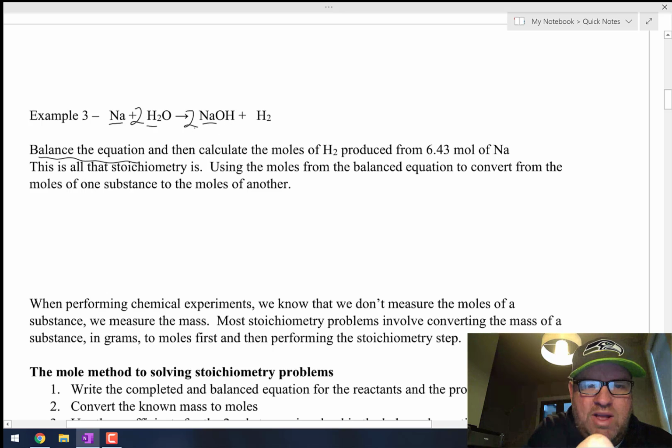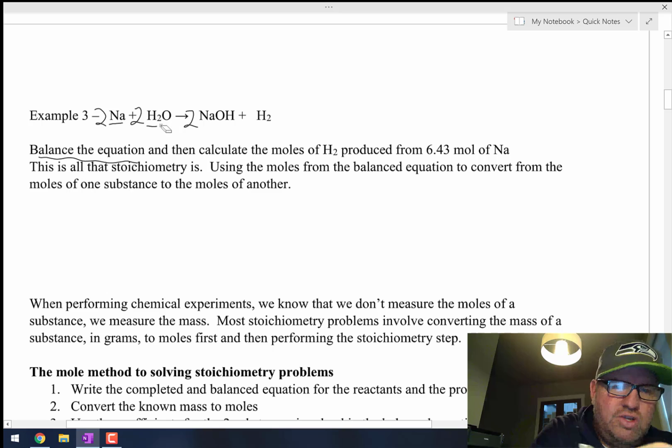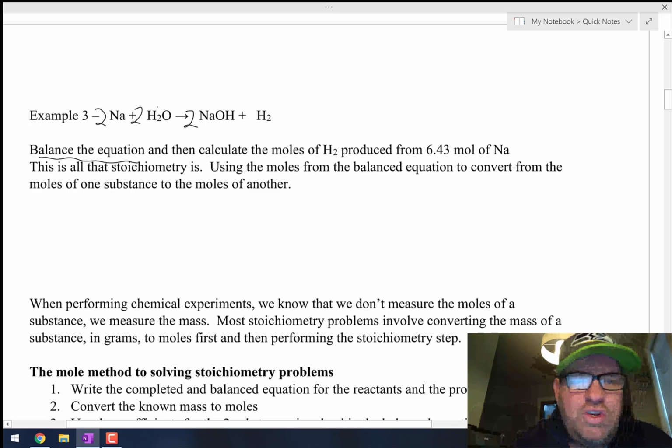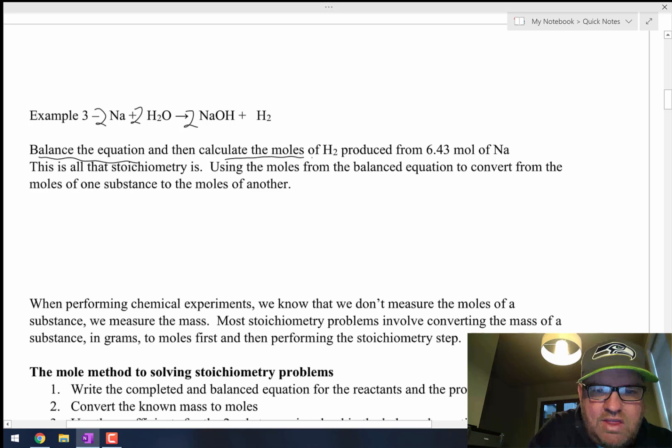Now I think we messed up our sodiums though, didn't we? We have 2 Na's, so I need a 2 there. And then for oxygen, I have 2 O's, and then I have 2 O's. So it is now a balanced equation. 2 Na atoms react with 2 water molecules to make 2 NaOHs plus H2. And then it says, calculate the moles of H2 produced from 6.43 moles of Na.